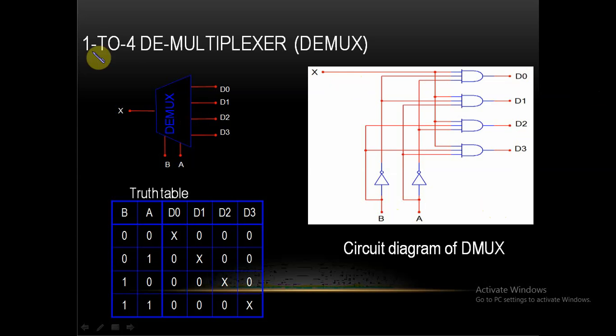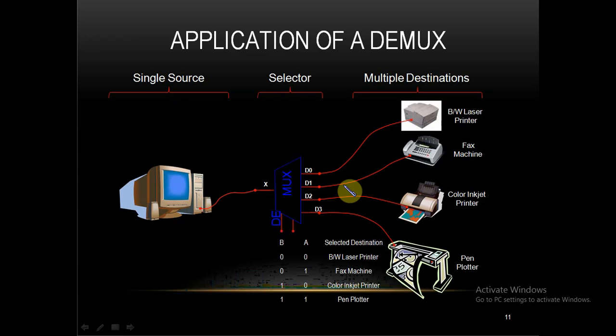When we take 1 to 8, in that case we require 3 select lines. Here there are 8 output lines, D0 to D7, the different outputs, and here is another select line.